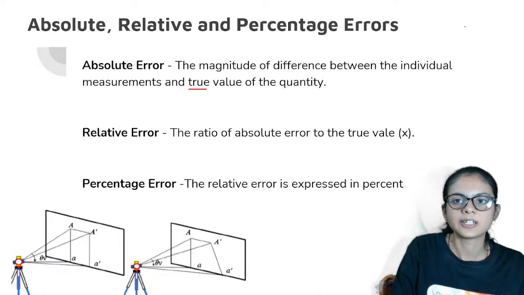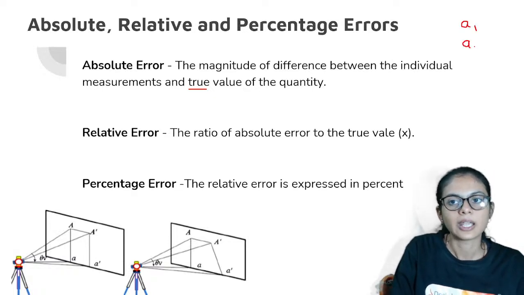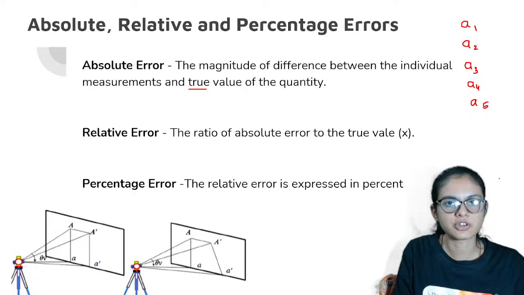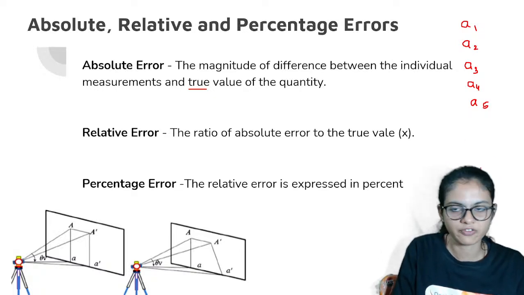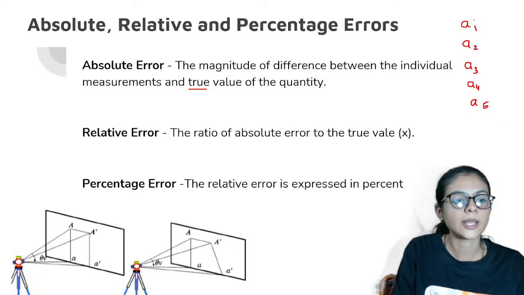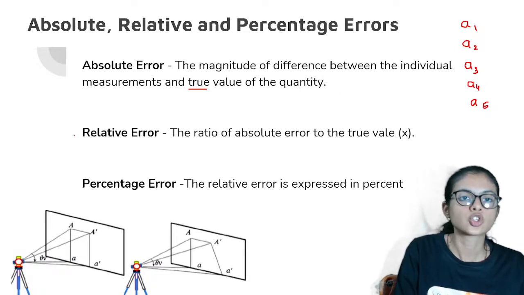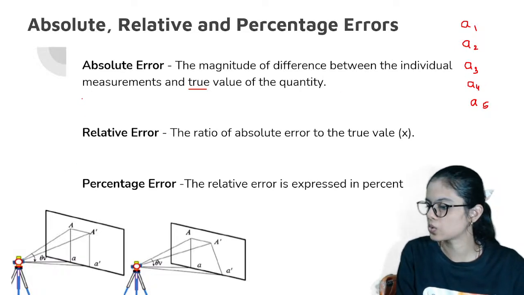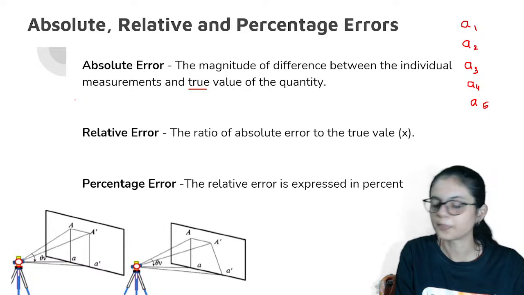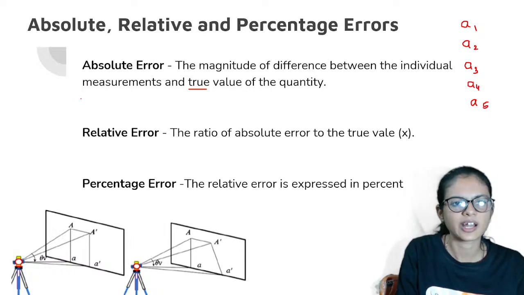Okay, let's randomly take that I'm measuring a distance, that is A1, A2, A3, A4, A5. I'm getting different measurements. Okay, 5 times I'll measure the distance, and I'm getting different measurements. So to find the true value, let me write it as TR. There's nothing to write like this, but just instead of writing true value completely, I'm just using the short form.